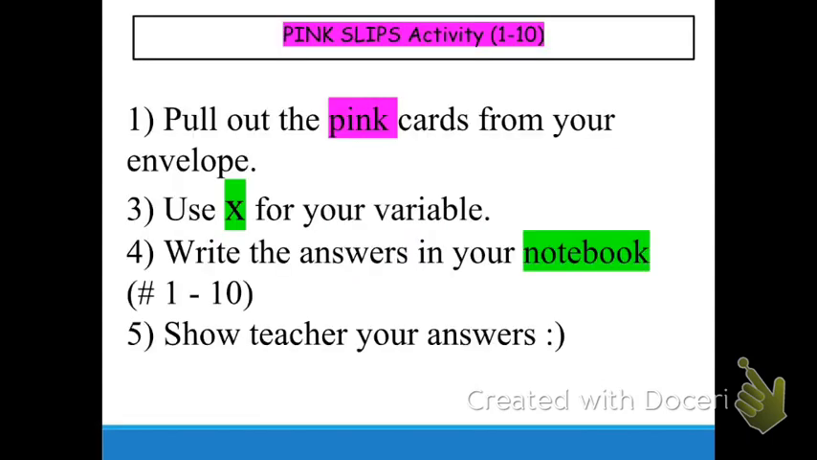All right, so here's what you're going to do. You're going to go into your envelope and pull out those little pink slips. There are 10 pink slips. So you're going to go in your notebook, and you can just do this on the back of page 9. Just number 1 through 10 down the side of it. And I want you to write these out in numbers. In other words, you don't have to write out the whole thing. So for number 1, it says the quotient of 8 and x.